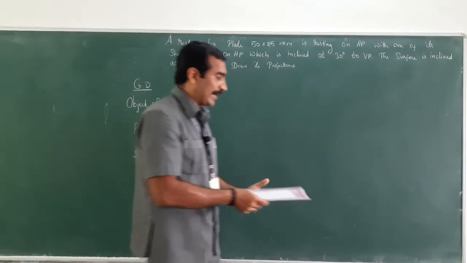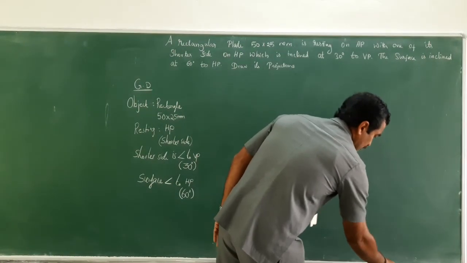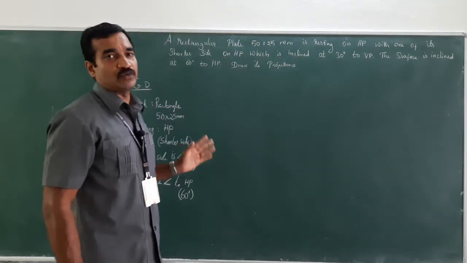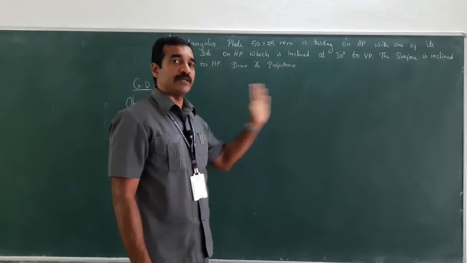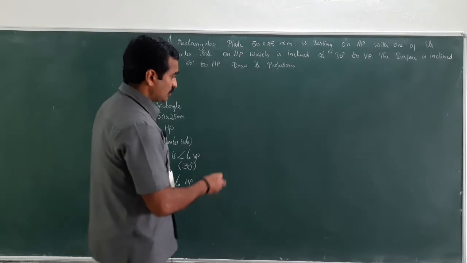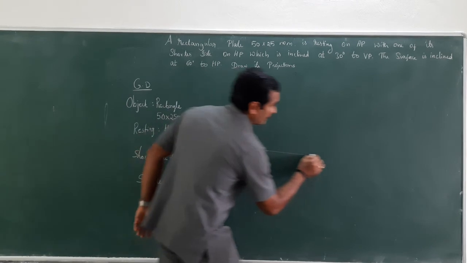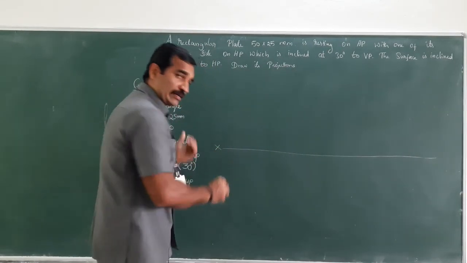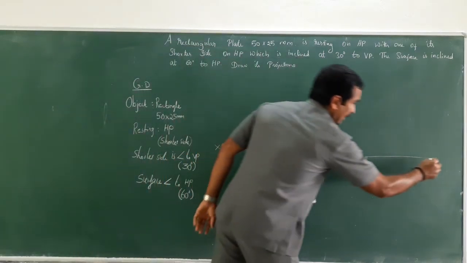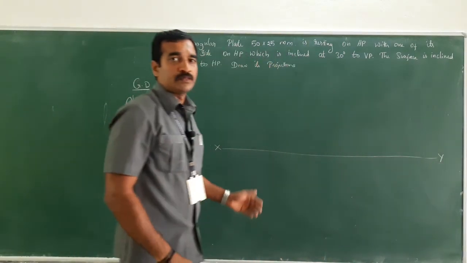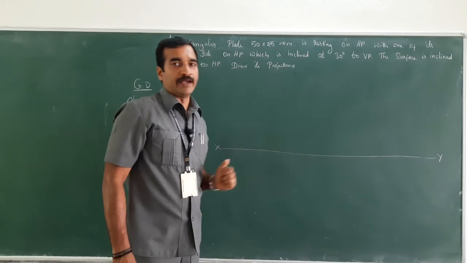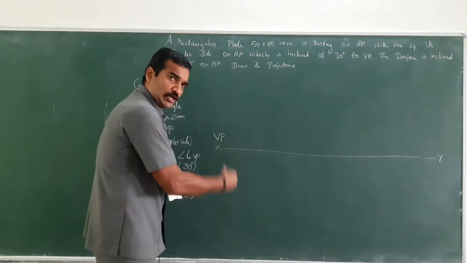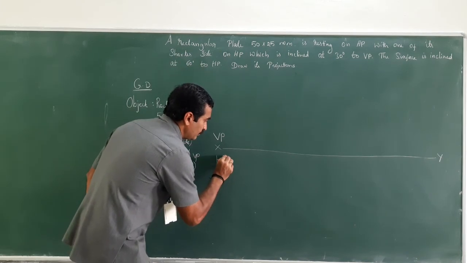So, I am going to capture this in 3 stages with 6 different views. Each stage will have a top view and a front view, right? 3 stages are there. First, what you have to do is draw a horizontal line. What does it represent? It represents the reference line, XY. The other name of the reference line is the ground line. Above the reference line is VP. Below the reference line is HP.